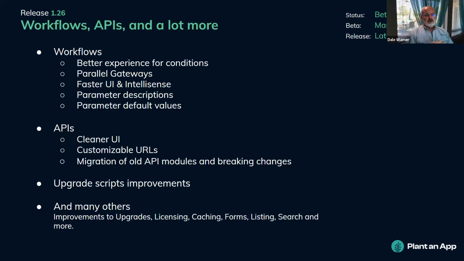We are currently in the midst of a beta testing period on release 126. If you missed it 2 weeks ago, we went in detail about the things that are part of that, but you can see the major areas that we worked to change our current version into 126. So we have workflows, changes in APIs, changes to the way we do upgrades, and many more things. That went into beta on March 29th, and we're anticipating releasing that either later this month or in early May.